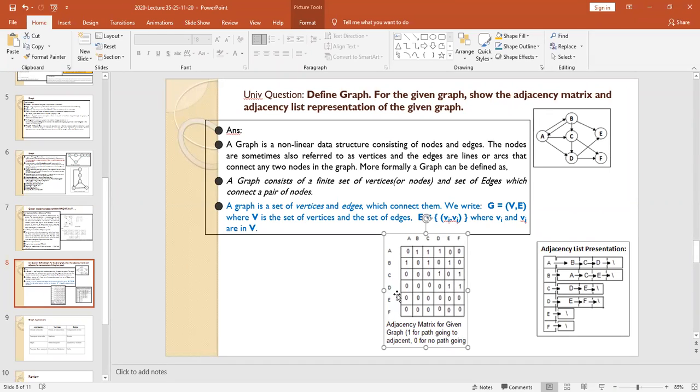Okay, so come for D. So for D, finally you have E and F. So E is not having anything, so it will have slash. F is not having anything, it will have slash. So understood how to write adjacency matrix and adjacency list? So this is writing adjacency matrix and the list.